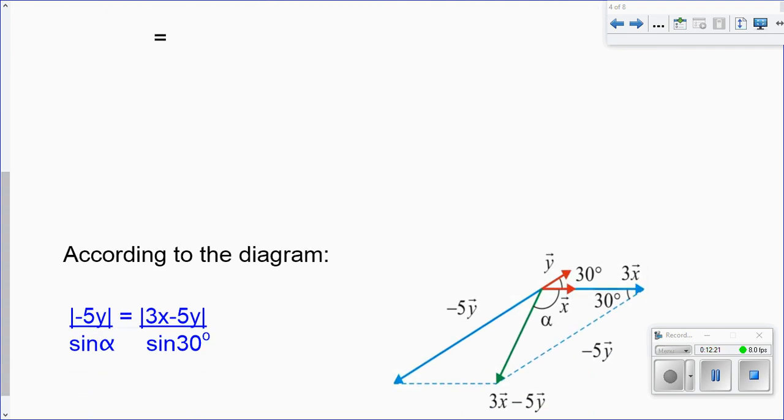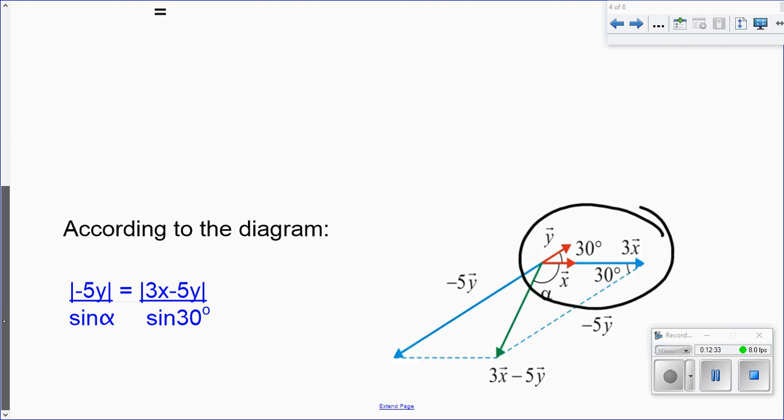Okay, so here's my original diagram for the original type of question. There's my x and y, and I've got an angle between them of 30 degrees. So my new diagram, this 3x minus 5y, is represented by the green vector here. I've got 3x going across here, minus 5y. Those are the blue vectors.